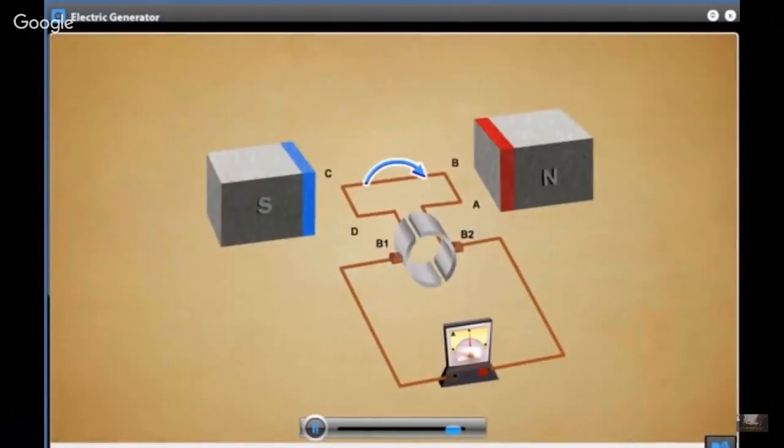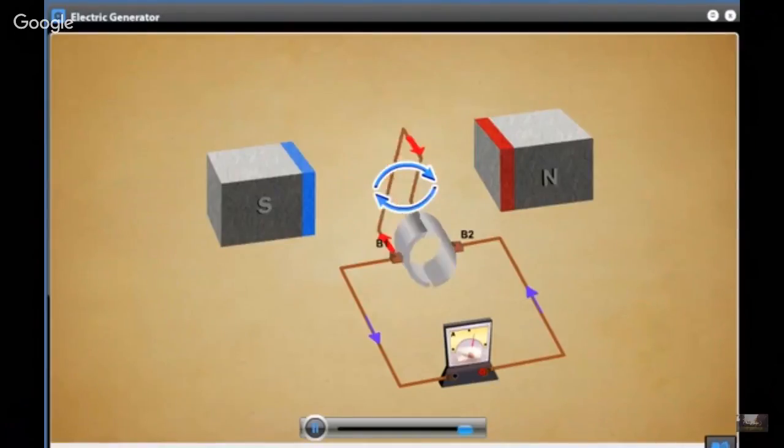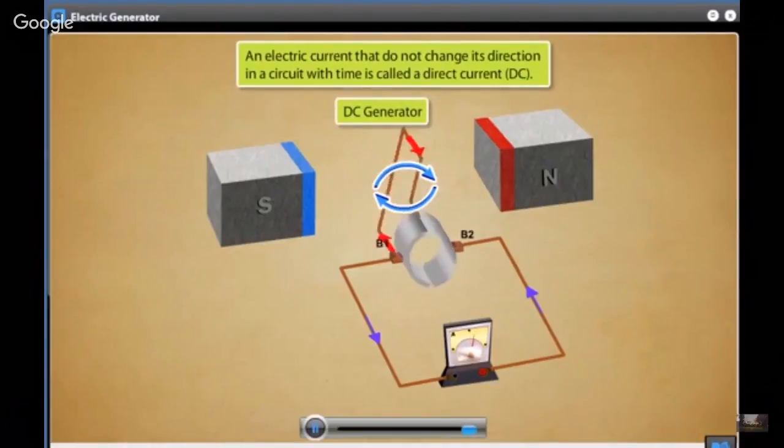Pay attention to this part right here because it's actually going to give us the direction. The contact of the rotator and the brushes gets reversed. Each brush now touches the opposite segment that it had been touching during the first half turn. By doing so, the brushes keep the current moving in one direction only. Such a device which generates a current that flows in one direction is called a DC generator.